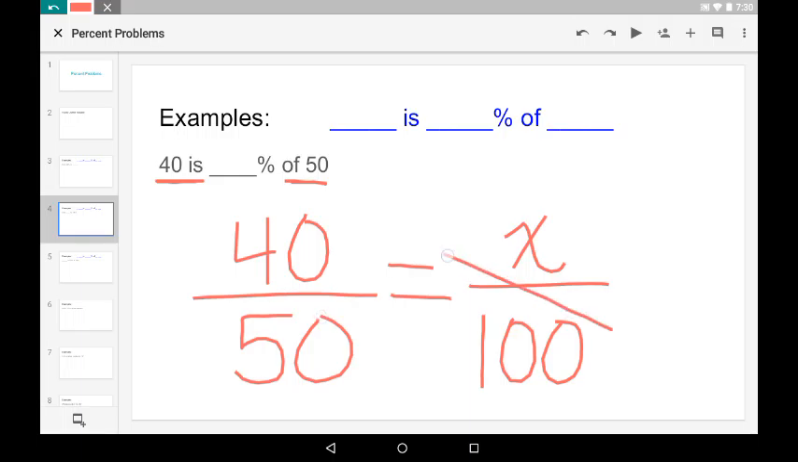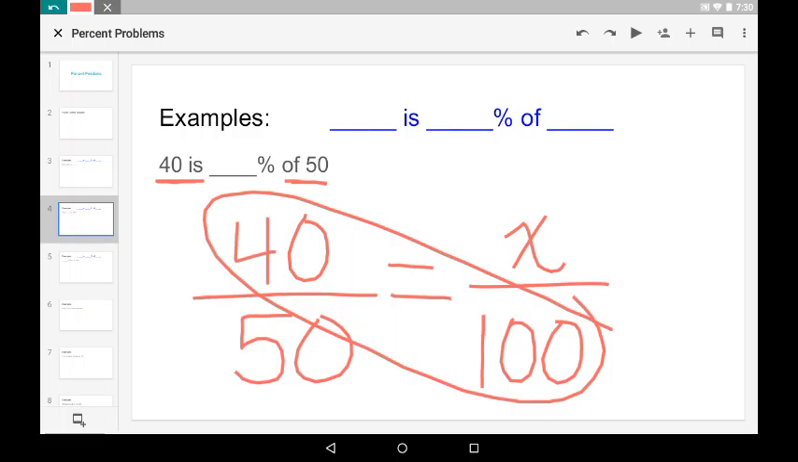Cross multiply, so circle these two. 40 times 100 divided by 50. If you put that in your calculator, you'll get 80. So you can fill in 80 right there. Now if you want to write down all the steps, you're more than welcome to do that, and you should also double check and make sure that this is the right answer.